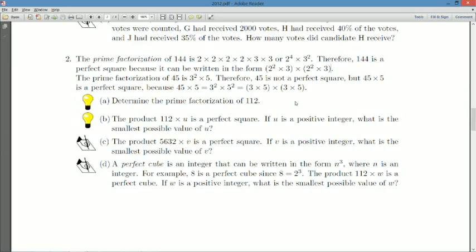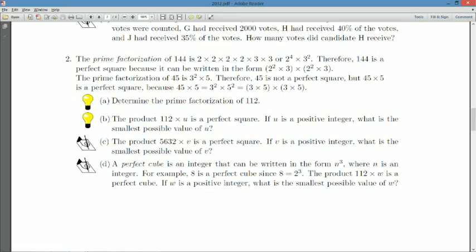So the easiest way to see a square in terms of its prime factorization is if all the exponents are even, we get a perfect square. If they're not, we're lacking a little bit. The prime factorization of 45 is 3 squared times 5. Therefore, 45 is not a perfect square. Notice it doesn't have an even exponent on the 5.